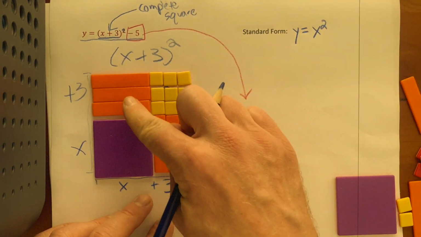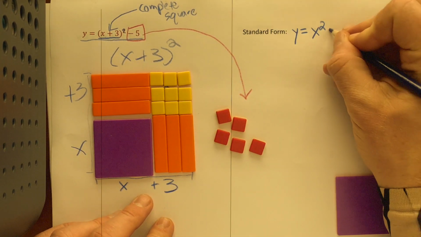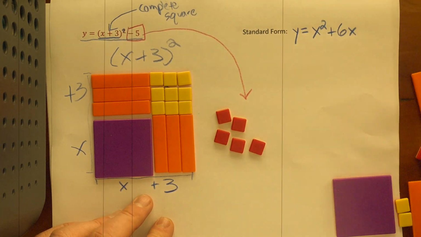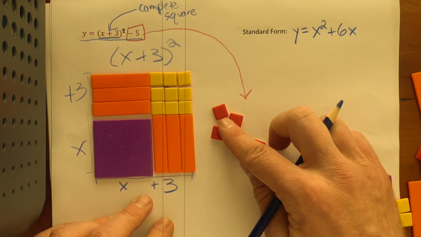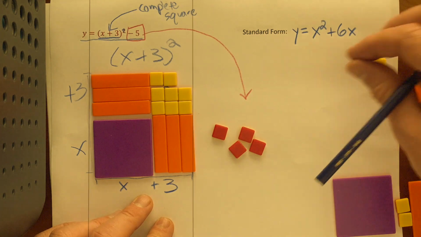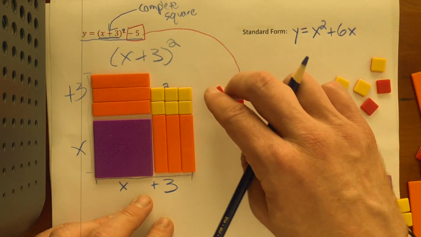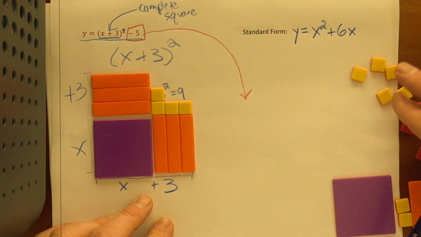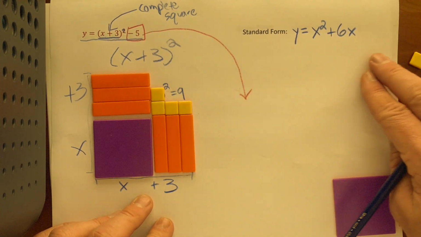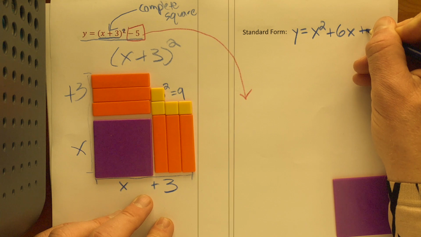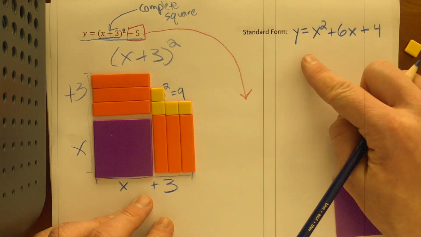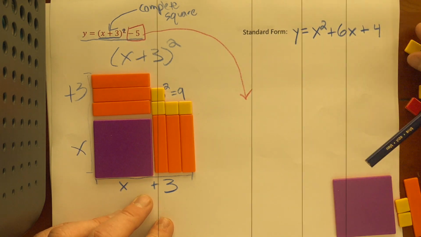Writing out our standard form, we combine like terms. X squared, we have 6 x's. Combining like terms with the 9 ones in the square and negative 5 ones outside the square, canceling out, we have 4 positive ones in our standard form. Standard form.